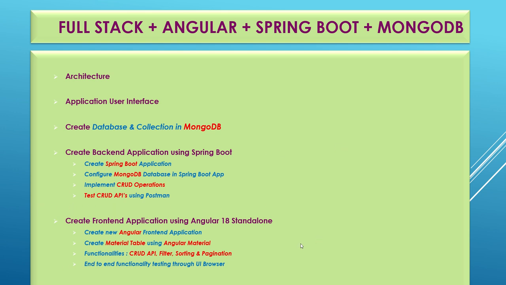On the front end side, we are going to create our front end application using Angular version 18, and it's a standalone Angular application we are going to create using command ng new. Next, we will create our material table using Angular material library, and we are going to implement CRUD functionalities and searching like filter, sorting, pagination functionalities. We are going to implement as a part of this video, and we will test all these functionalities through UI browser end to end and verify the result in the MongoDB database side. So this is about all the points which we are going to cover in this video. So I will request you to please watch this from start to end.